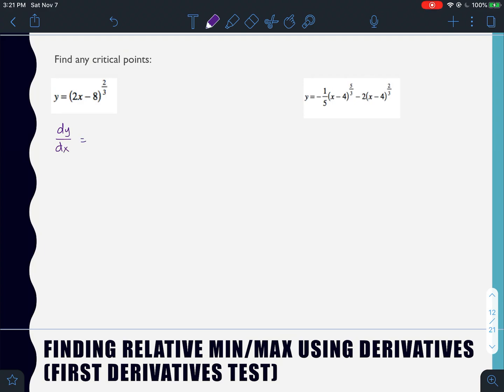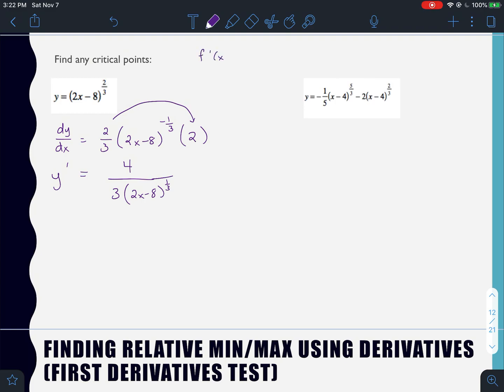Find any critical points. So again, critical points is when the derivative is 0 or undefined. So let's find the derivative. We're going to use chain rule. So derivative of the outside, leave the inside alone, and then subtract 1. So that new exponent would be -1/3, and then times the derivative of the inside. The derivative of 2x minus 8 is 2. So I'm going to have to rewrite it. This is going to be 4 on top because 2 times 2/3 is 4/3. And then anything with a negative exponent can drop. So this would be 2x minus 8 to the 1/3 power. And that's my derivative. That's my y prime.